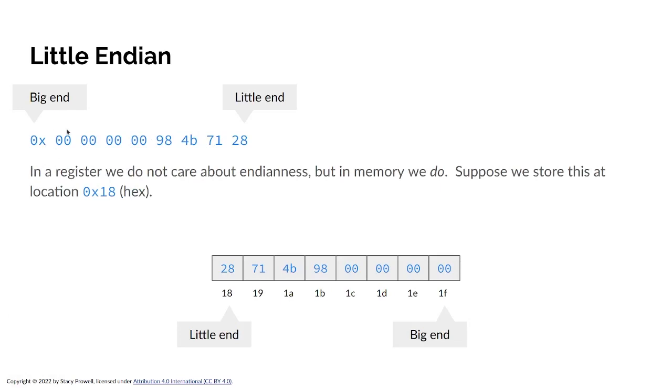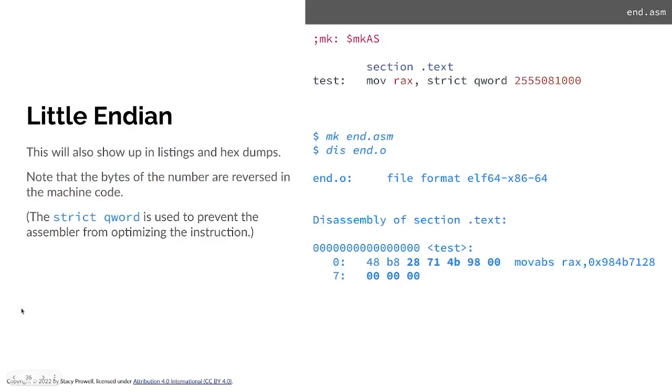The big end is over here. The little end is over here. And of course, in ratios, we don't care about this, but in memory, we do. You're going to have to think about this a little bit, because you'll see numbers in Little Endian when you look at disassembly.